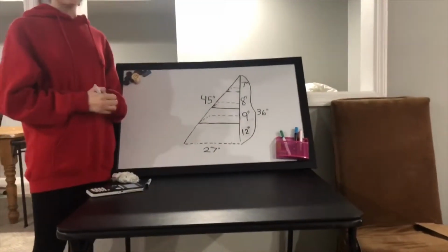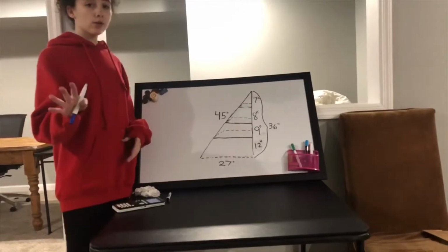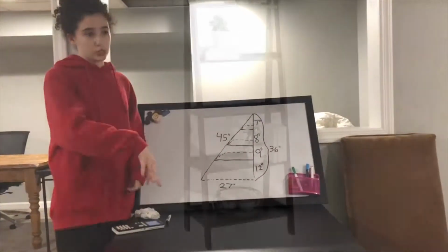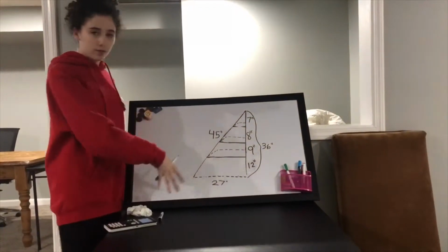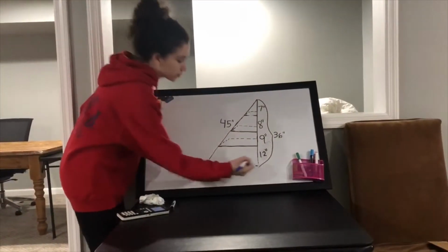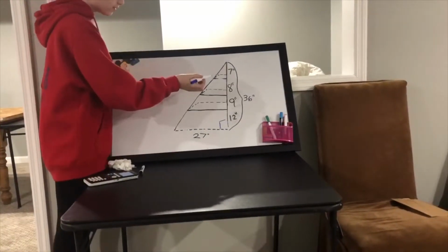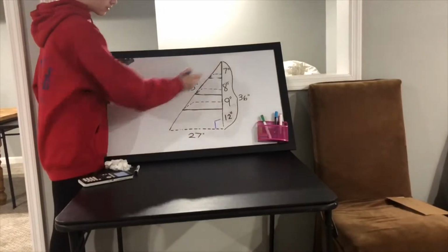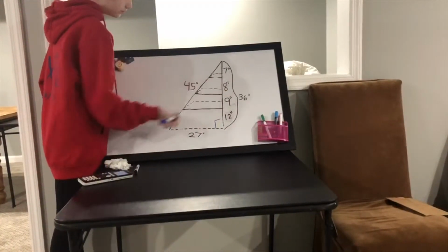Okay, so in this problem, we're going to be pretending to build a ladder shelf. If you don't know what that looks like, I'm going to insert a picture right here. I drew what would be a side view of the ladder shelf. So this would be the wall, and this would be the floor, which means this is a 90-degree angle, which we're going to need to use later. This is the leg of the ladder, and these 3 are the shelves.